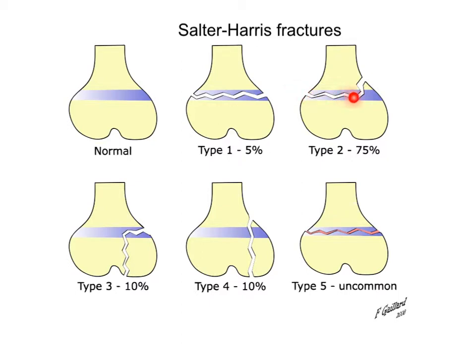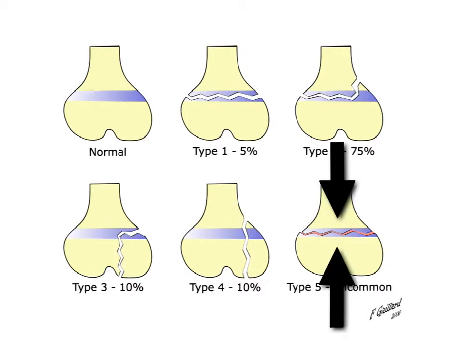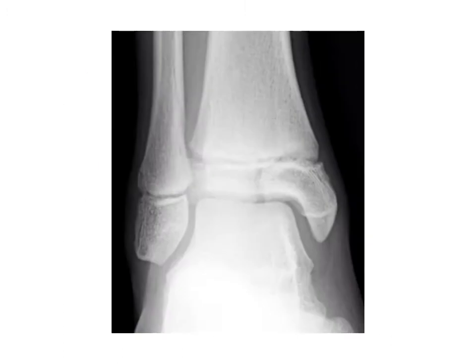Type 2 goes through the growth plate and then proximally through the metaphysis. Type 3 goes through the growth plate distally through the epiphysis. Type 4 involves both the metaphysis, the growth plate, and the epiphysis. And lastly, Type 5 is similar to the Type 1, except that it generally represents a crush injury, such that the forces occurred along the long axis of the bone.